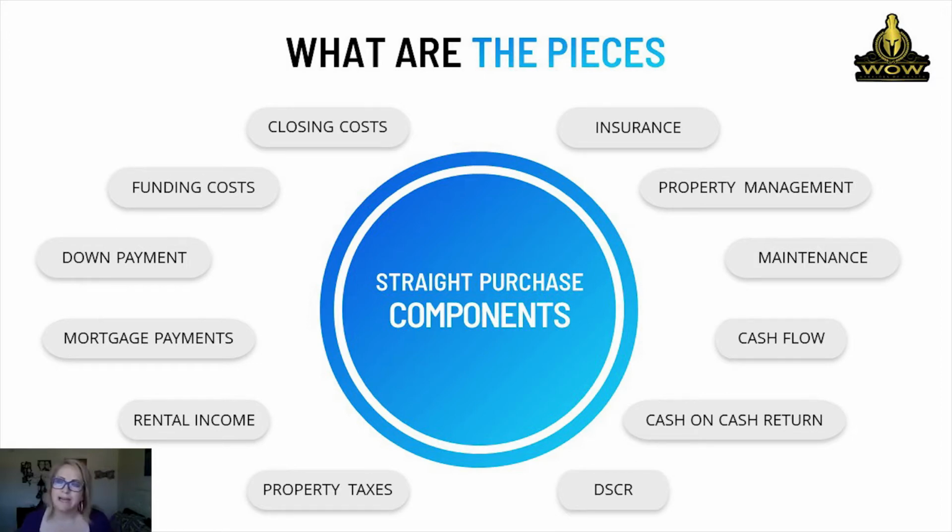Now, DSCR stands for debt service coverage ratio. Debt service coverage ratio is really important from the lender standpoint, and this is what they're looking at. They want to make sure on a monthly basis that you have plenty of money coming in to cover their mortgage. That's their biggest concern: can you cover the mortgage?